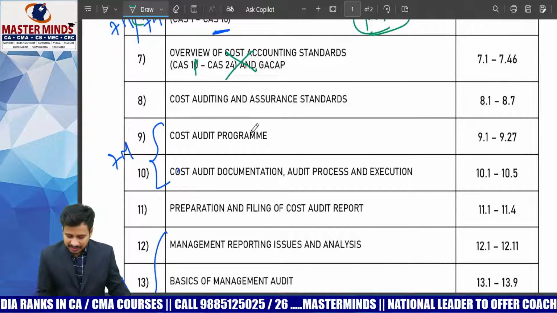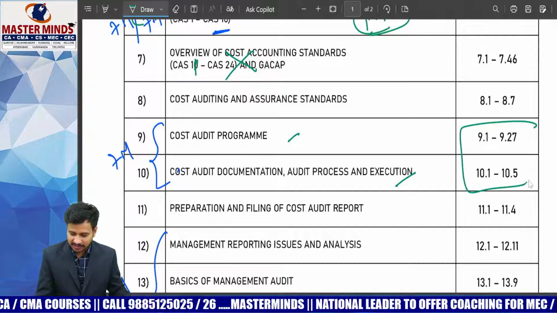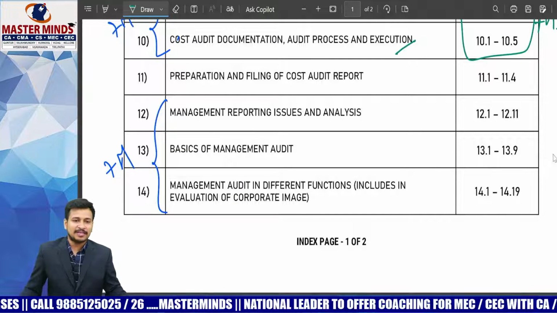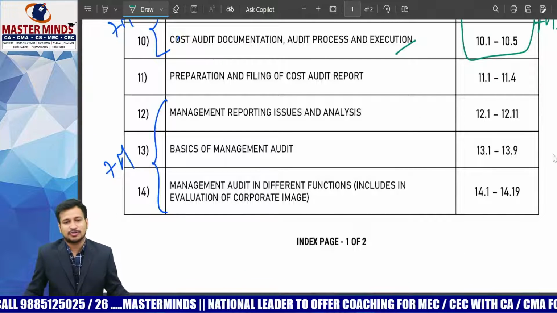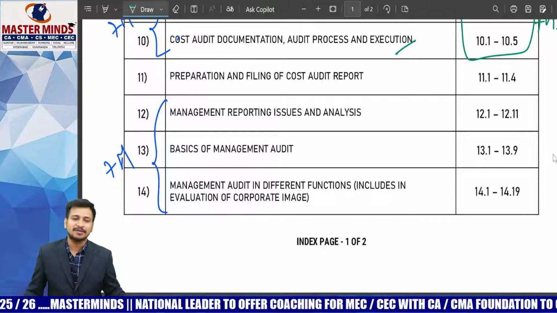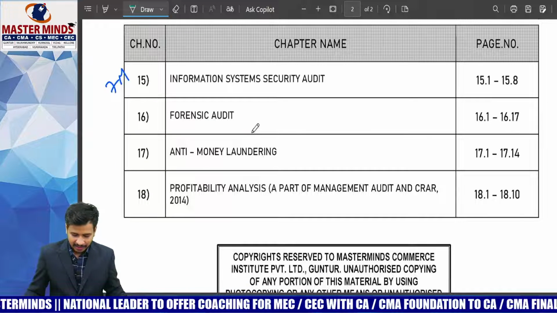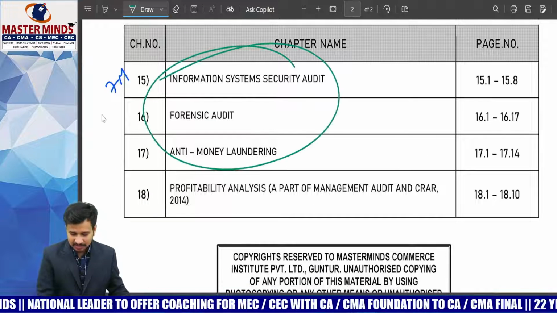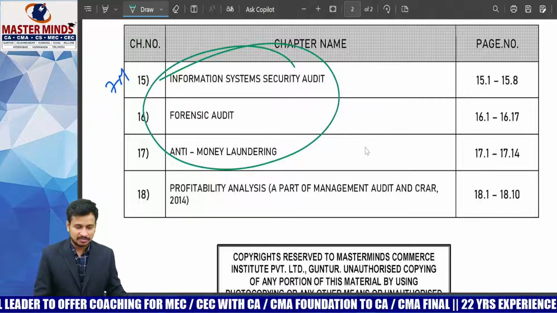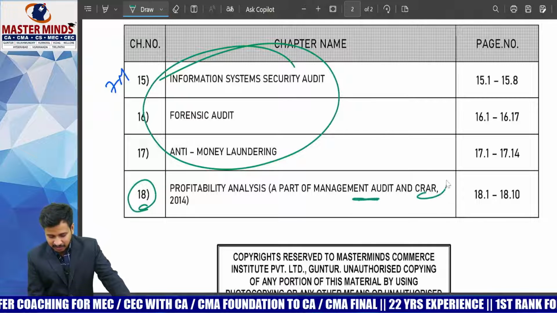And these two are actually very easy chapters. I used to tell continuously, and you're going to get 7 marks from these things as well. And people might feel that management audit is a bit typical. So it's your call whether you will go with management audit or not. But mandatory, you're going to get 14 marks from management audit. And coming to these three things, you're going to get 7 marks for sure. Yeah, 18th one, profitability analysis, which is a part of management audit and CRAR.